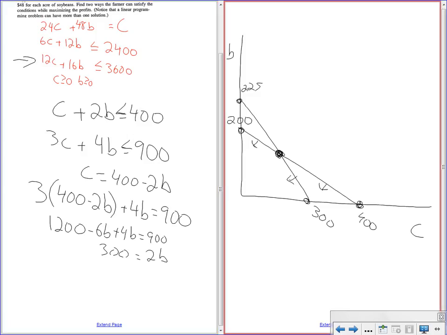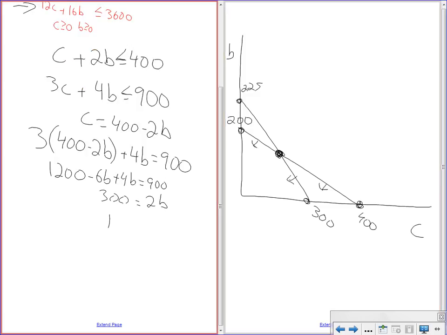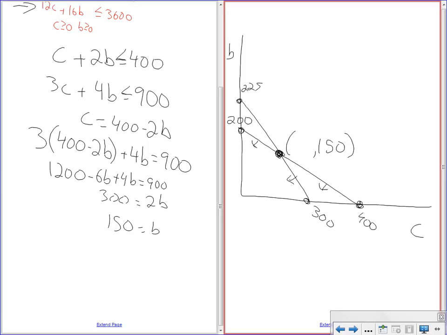I have to figure out where these two lines intersect. I'm using substitution to figure it out instead of doing some linear combination. But you could still use those two equations. Absolutely, you're going to get the same answer. This way it's just faster. That's all. So I get 150 for B. That's the y value. 2 times 150 is how much? 400 minus 300 is 100.